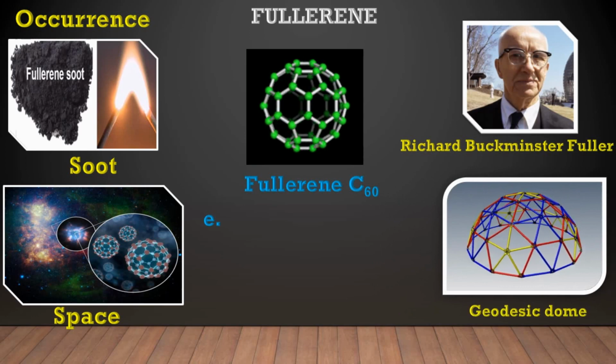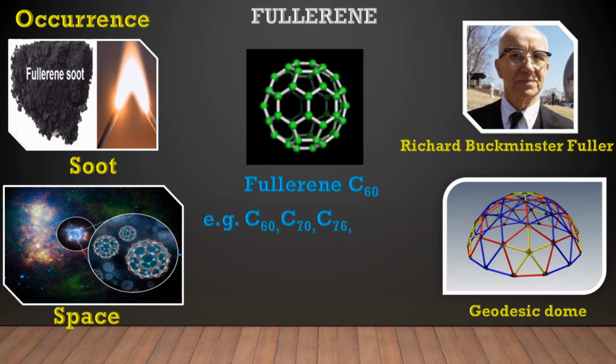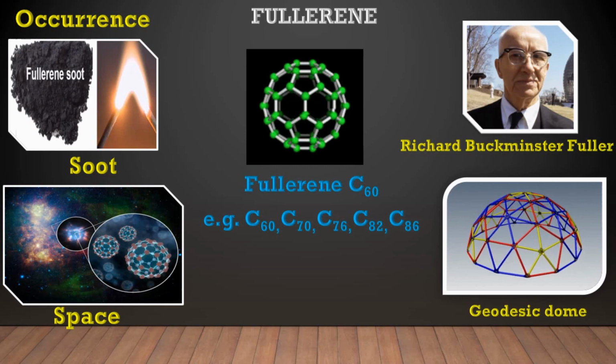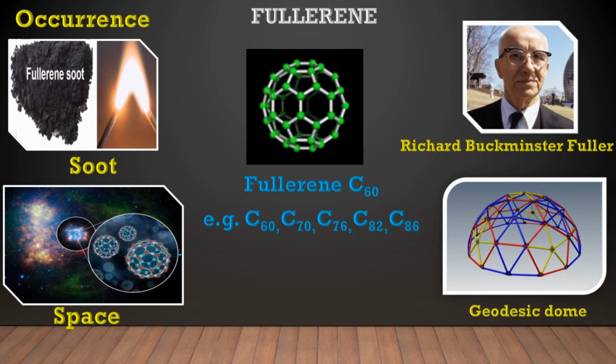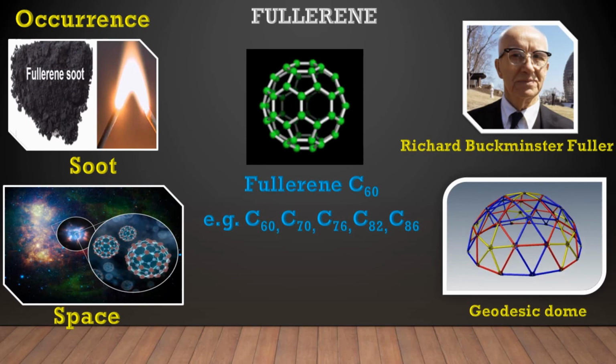C60, C70, C76, C82 and C86 are the other examples of fullerene.